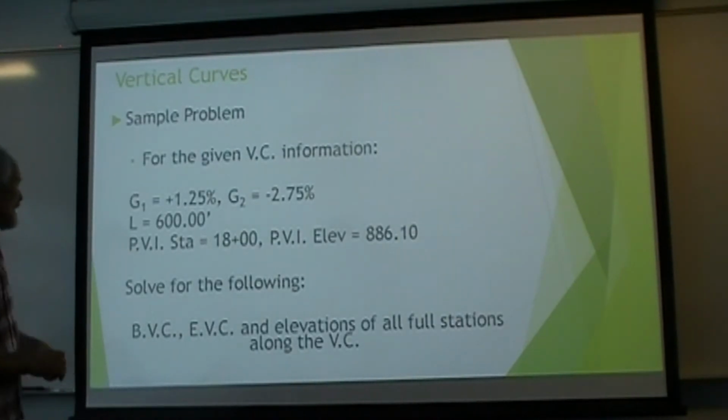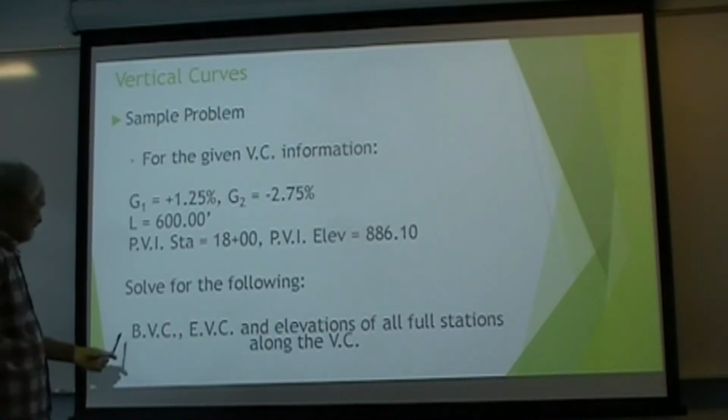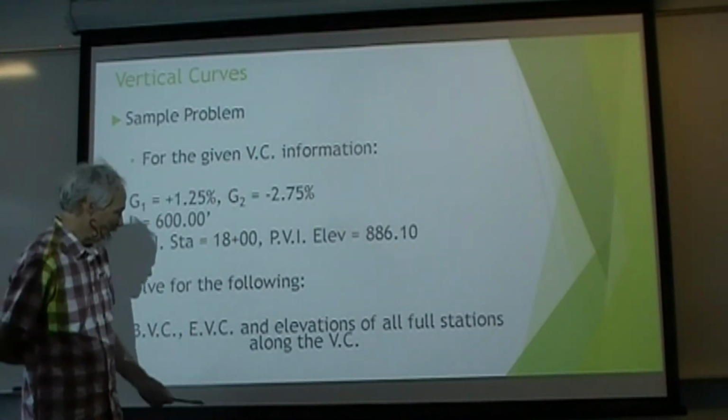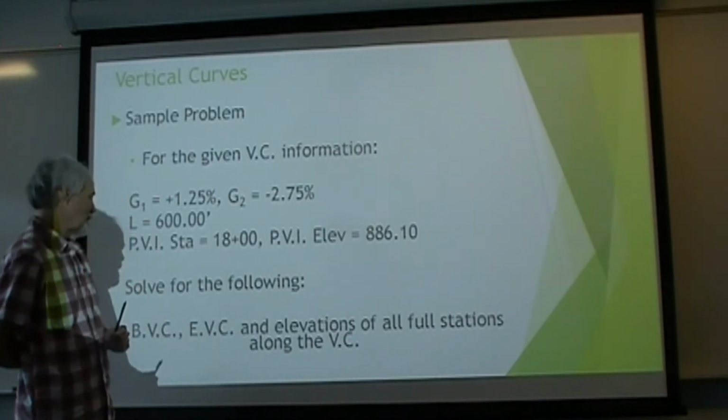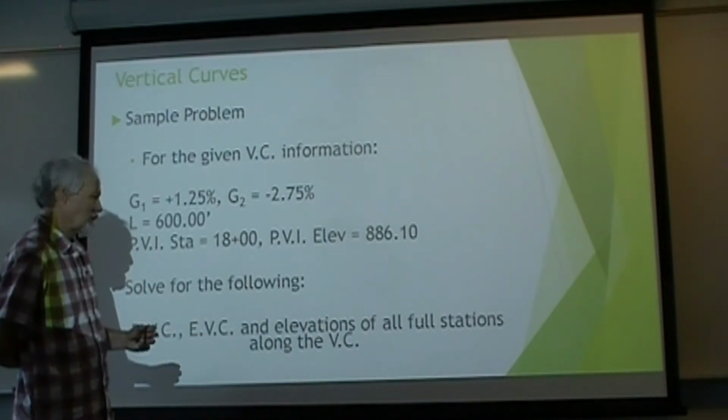So here's an example. We're going to solve this parabola. We've got a positive grade coming in, a negative going out, a length of 600, and a PVI station and elevation. We're going to solve the BVC, the EVC, the equation of the parabola, and some of the stations along it.